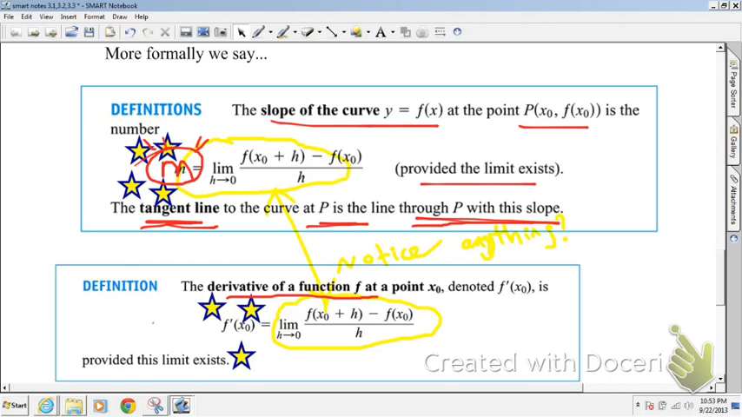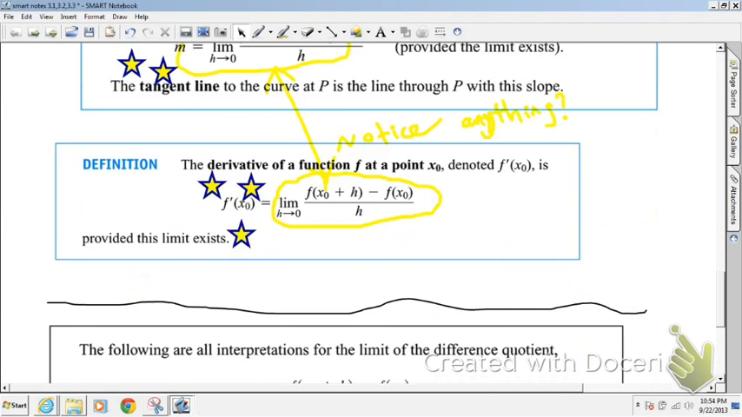The derivative of a function at x naught, denoted f prime of x, so more notation here, so f prime of x naught, notice, and that's why I drew the yellow lines here, notice they're the same exact thing. So whether we're looking for the derivative at a point, whether we're looking for the slope of a curve at a point, an instantaneous rate of change at a point, they're all calling for the same thing, the derivative. The limit as h approaches 0 of f of x plus h minus f of x over h. Okay, so that's just notation.